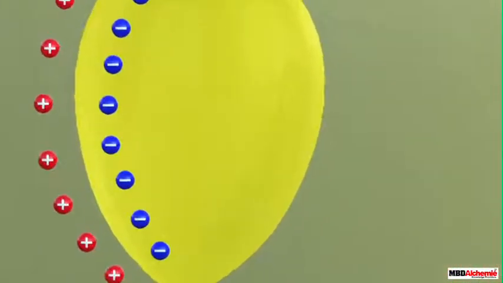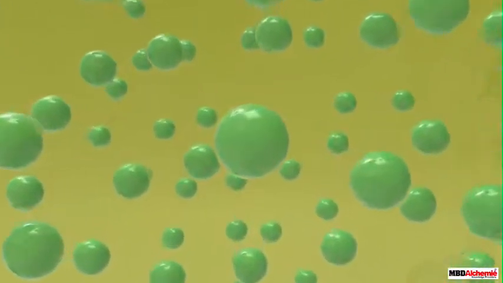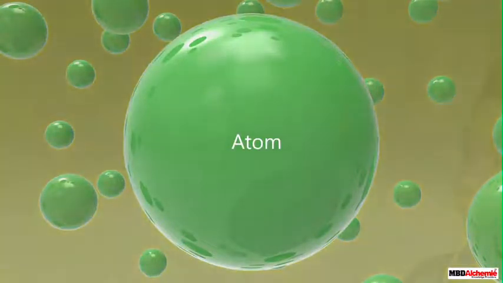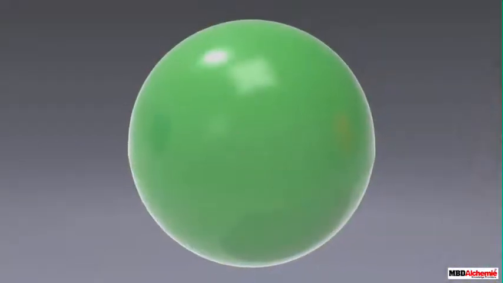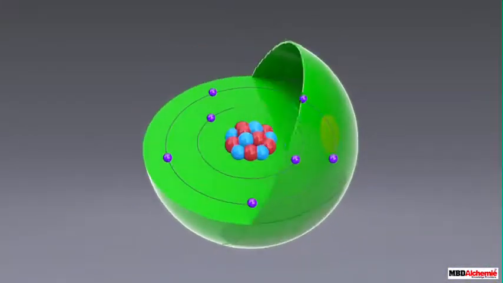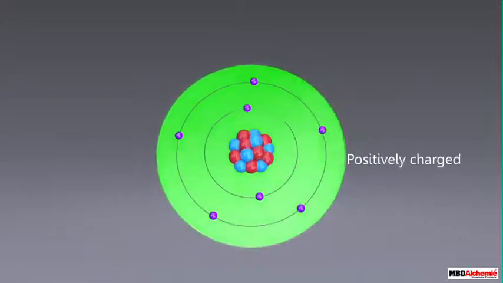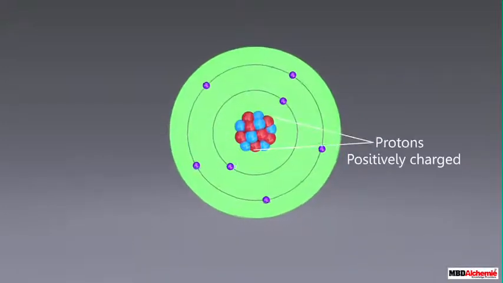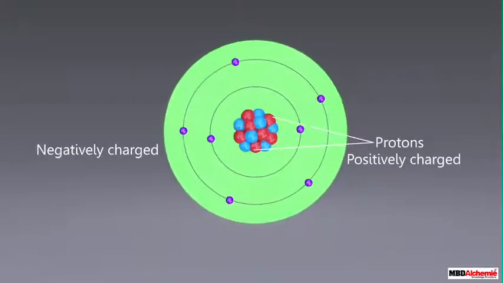Now let us see where actually these charged particles are present inside matter, and what are these? We know that matter is made up of atoms. So, it is the atom which has these charged particles. When positively charged, these are known as protons. When negatively charged, these are known as electrons.